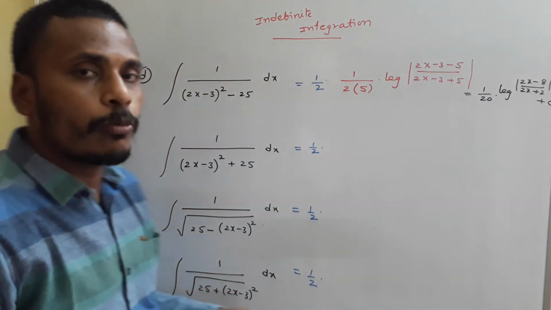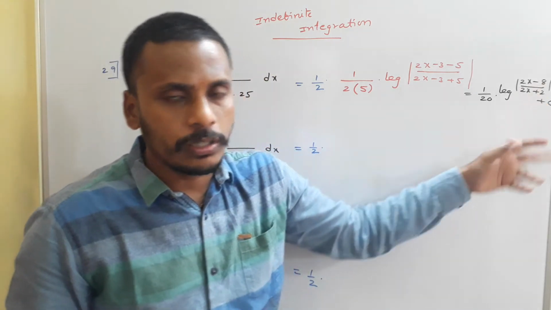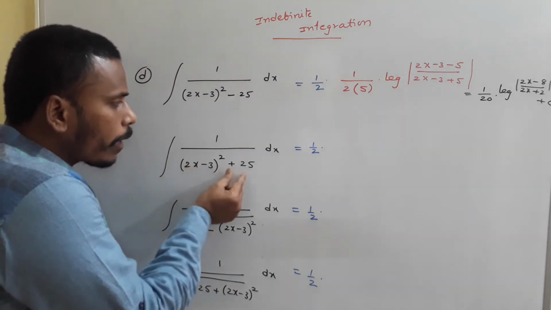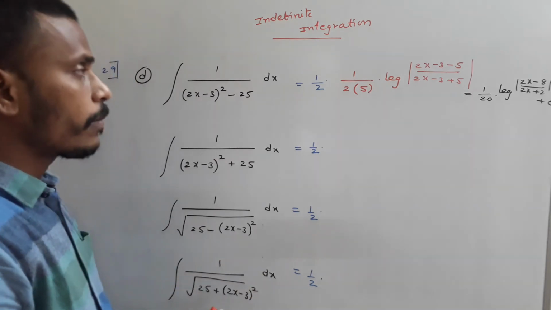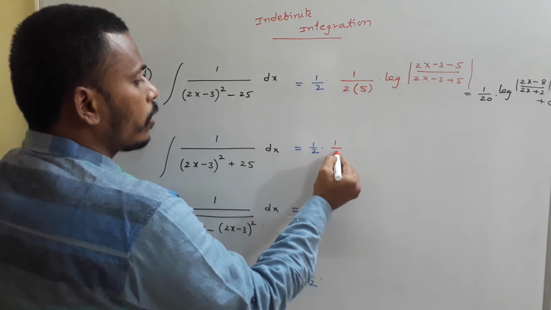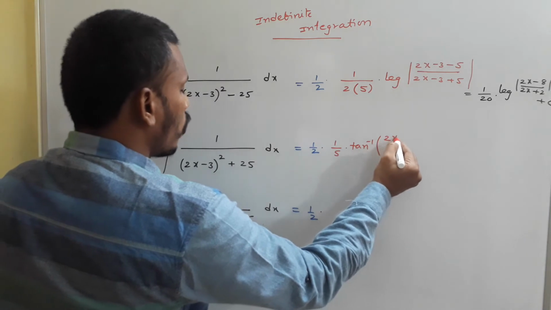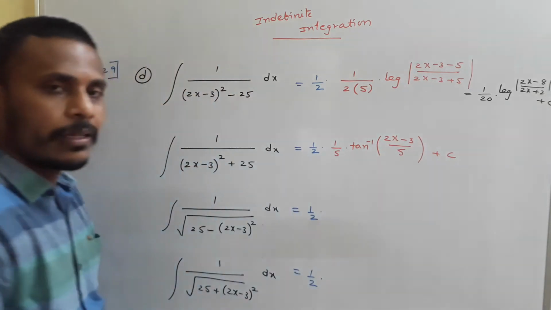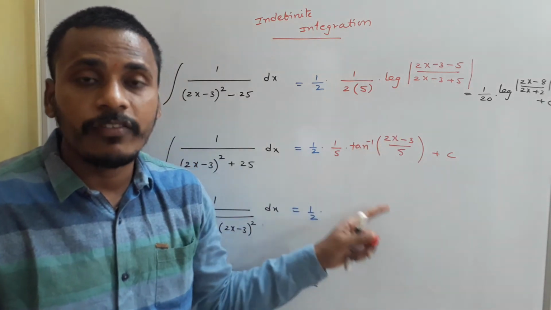As per the options, we need to mention our answer. Sometimes there is a chance of cancelling 2 also here. According to the options, you just proceed. And the next one, 1 by (t² plus a²) is 1 by a into tan inverse t by a. Here a² is 5², so a is 5. So 1 by 5 into tan inverse of t by a, meaning (2x minus 3) by 5, plus a constant of integration c. There ends the problem. 1 by 10 into tan inverse of (2x minus 3) by 5 is our answer.